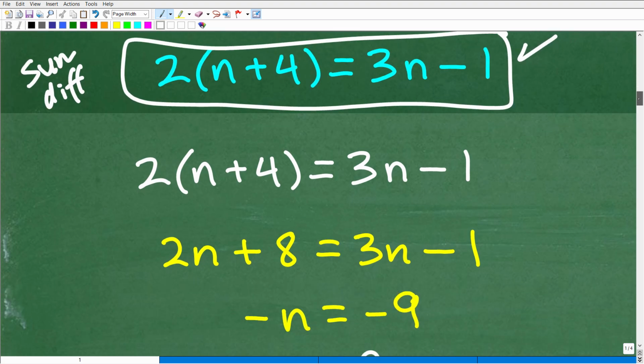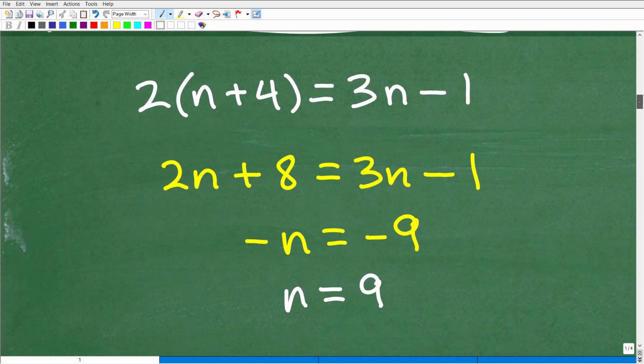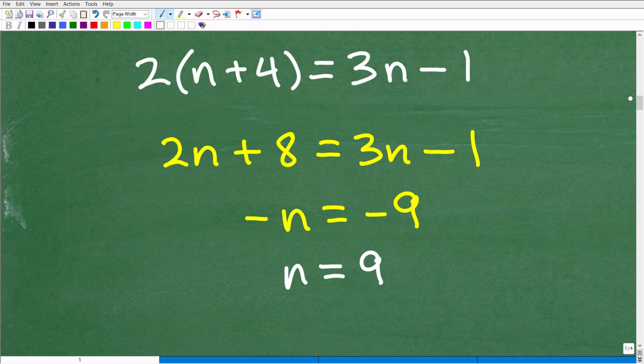Now, if some of you out there are totally confused, I'm going to suggest that you check out my pre-algebra or Algebra 1 course, because this problem is probably a little bit too challenging to start off with. You want to start off with more basic problems. But now let's go ahead and solve for N.